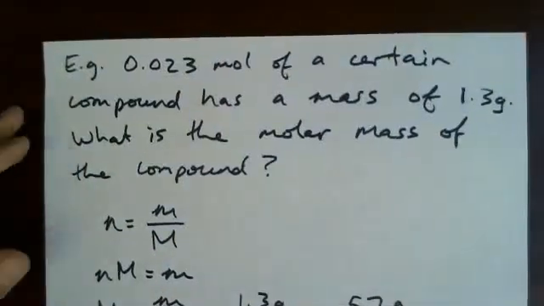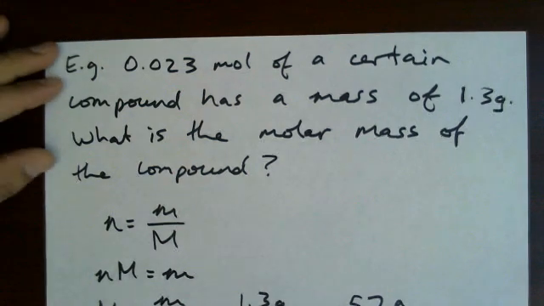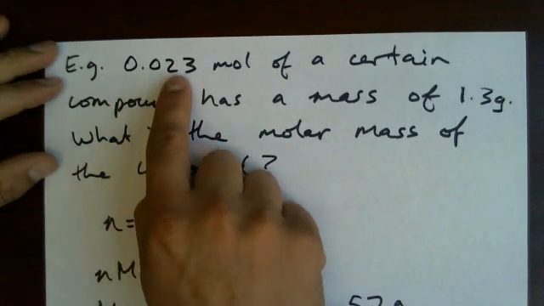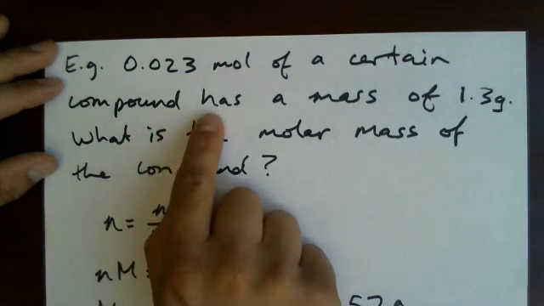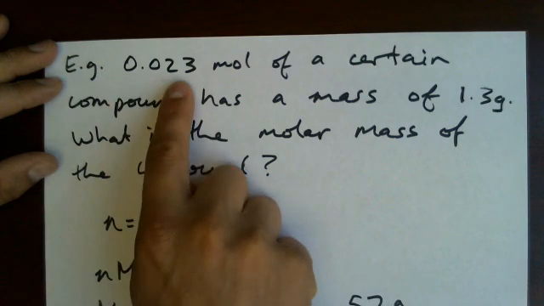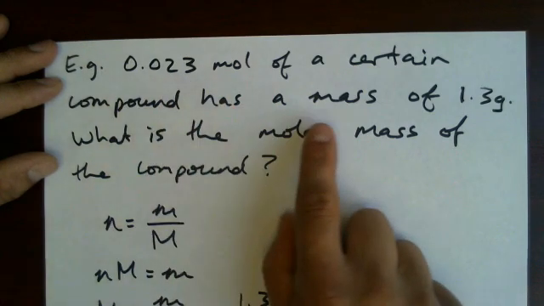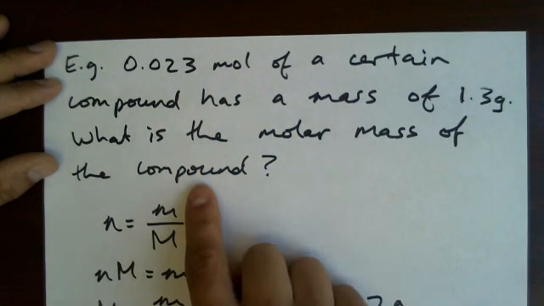And the other way we can rearrange the formula is to find the molar mass. In this question we start out with 0.023 moles of a certain compound. We're not sure what that compound is, but we do know that when we weigh out a certain mass, we have 0.023 moles, and that mass that was weighed out was 1.3 grams. So what is the molar mass of the compound?